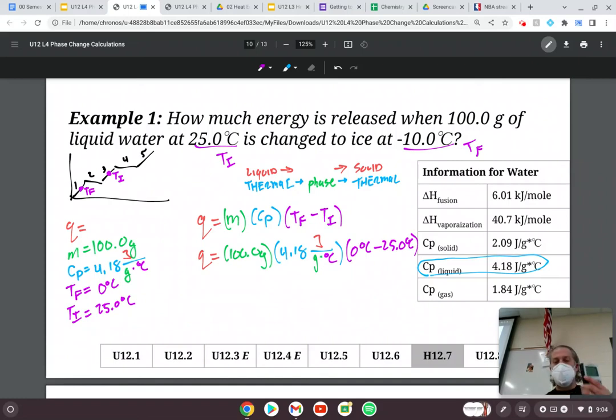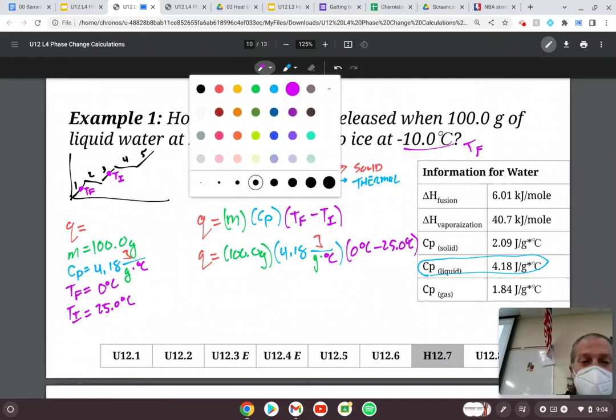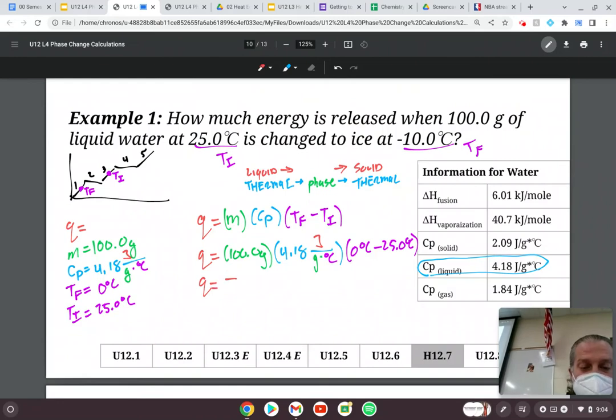I'm going to plug this into my calculator and get a value. So I'm going to have 100 times 4.18 times negative 25. And the calculator is going to tell me that my value here for the heat is negative 10,450 joules.